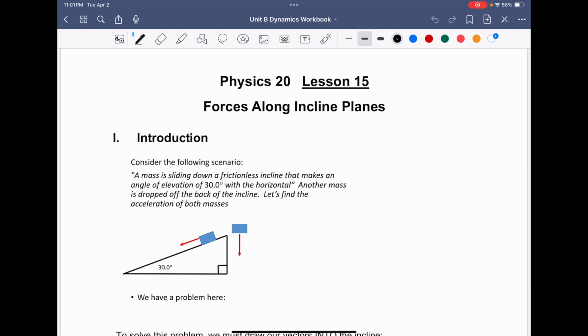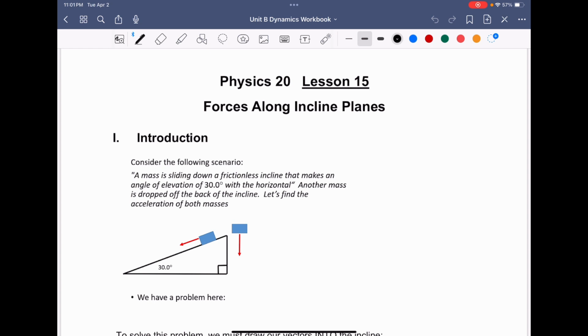All right, so now we move on to lesson 15, which is forces along inclined planes. This is an extension to lesson 13 and 14, where we talked about net forces in the horizontal plane. We talked about net forces in the vertical plane. Now, what we can do is interweave them a little bit in terms of dealing with them on inclined planes and see how those two forces can come together.